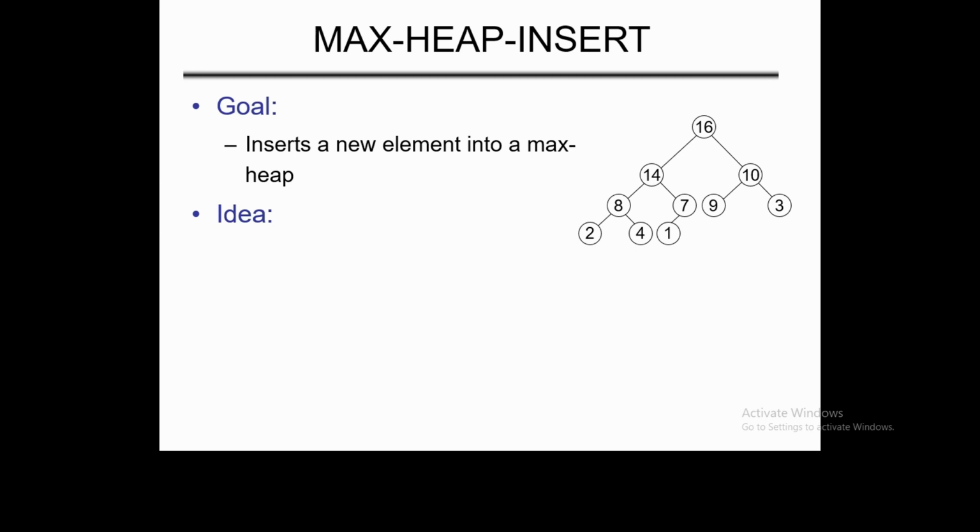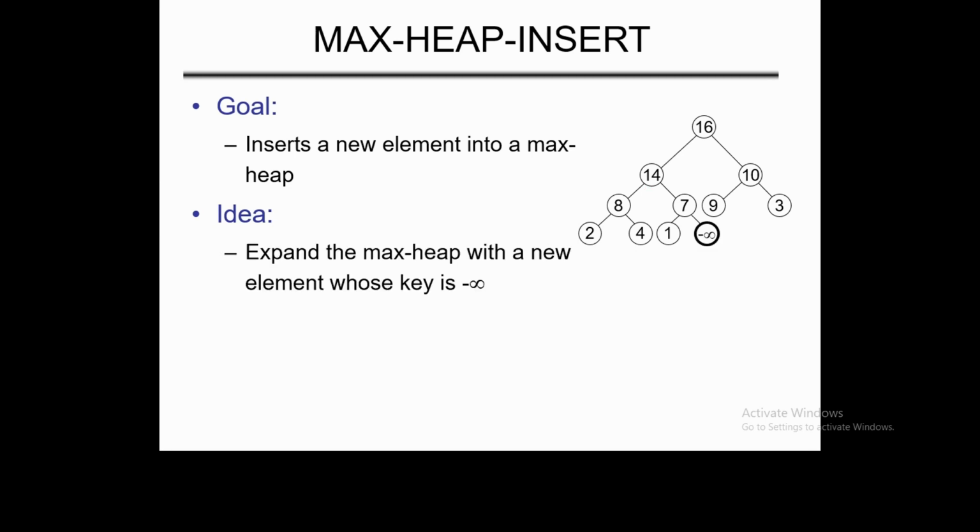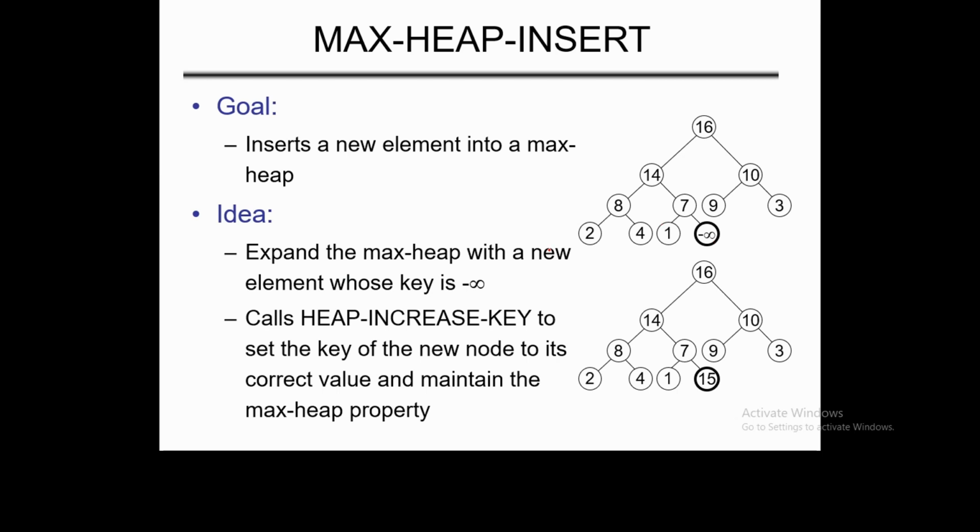So if we insert an element at some location, what problem will occur? What is the process for this purpose? The process is to expand the max heap with a new element whose key is infinity. So what will we do? Where will the insertion happen? Exactly at the last location. Initially we will insert a value that is minus infinity, and then we call heap increase key, sorry, not max-heapify, heap increase key, to set the key of the new node to its current value and maintain the max heap property.